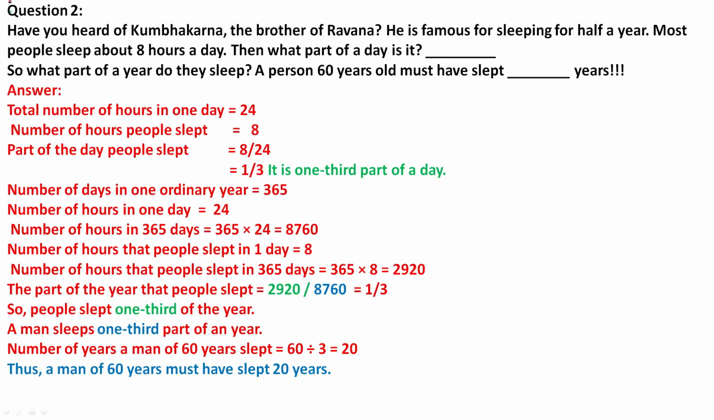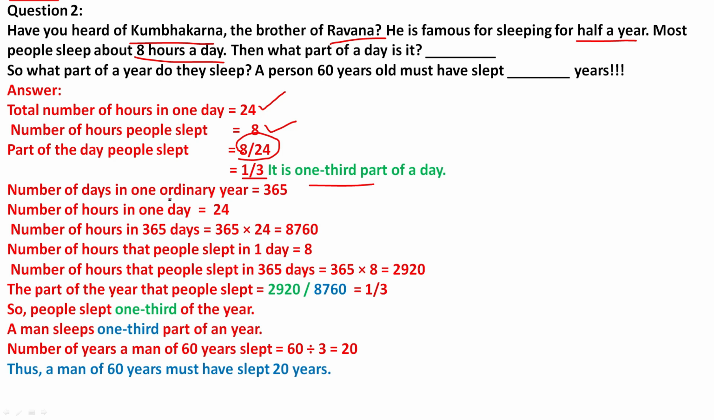Have you heard about Kumbhakarnan, the brother of Ravana? Kumbhakarnan used to sleep for a long period. He used to sleep half a year. Most people sleep 8 hours a day, but Kumbhakarnan used to sleep 6 months in a year. Then what part of a day is it? We can discuss. The total number of hours in one day is 24 hours. People normally sleep 8 hours. So 8 is what part of a day? 8 by 24. That is actually 1/3. It is 1/3 of a day.